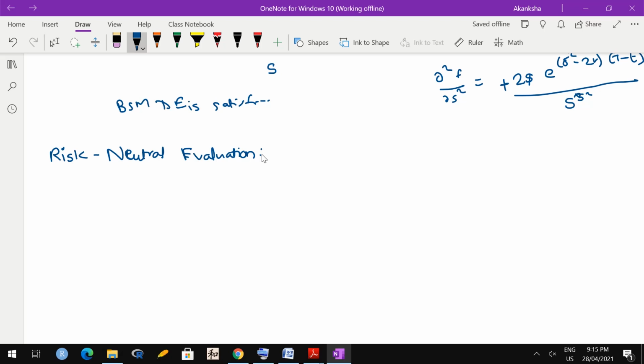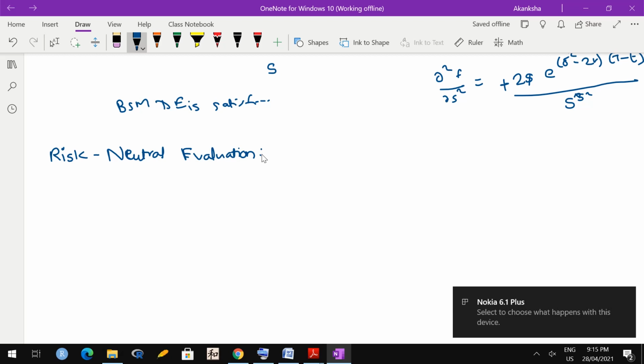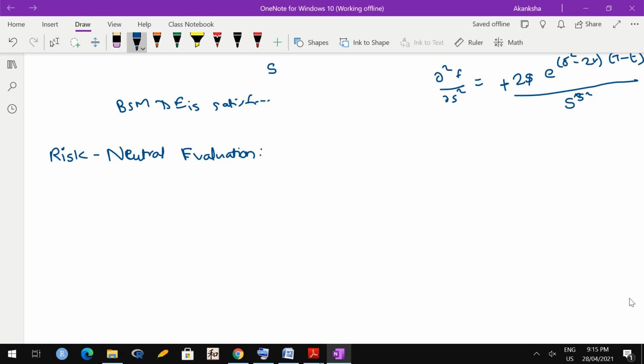So far we have never derived the actual price of an option. What we did was we gave some upper and lower bounds for the prices of options, but we never derived the price of an option. So for deriving the price of any derivative, we have to make use of risk neutral evaluation. So what does risk neutral evaluation say?